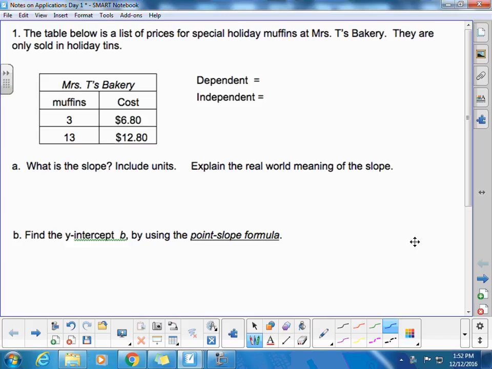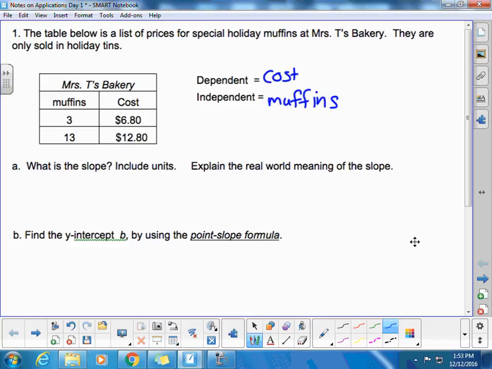So I would say independent is how many muffins we buy, because the cost is going to depend on the muffins we buy. So cost is dependent, number of muffins is independent. What's the slope of the line, including units?